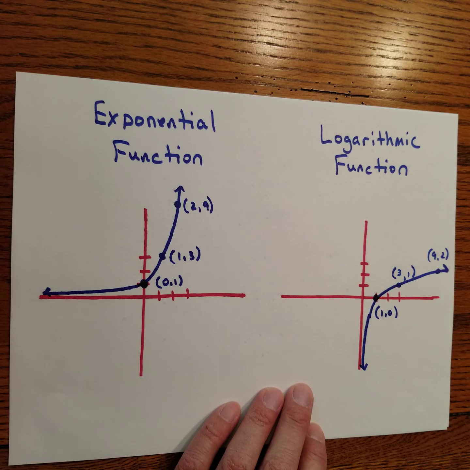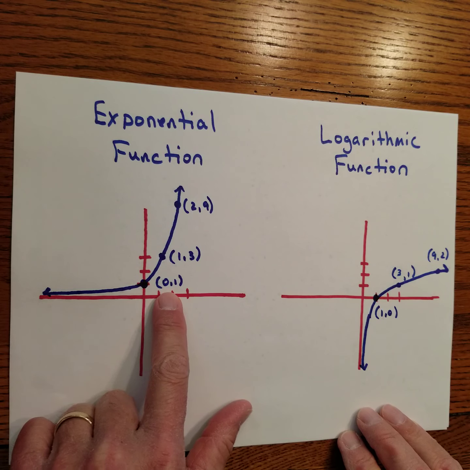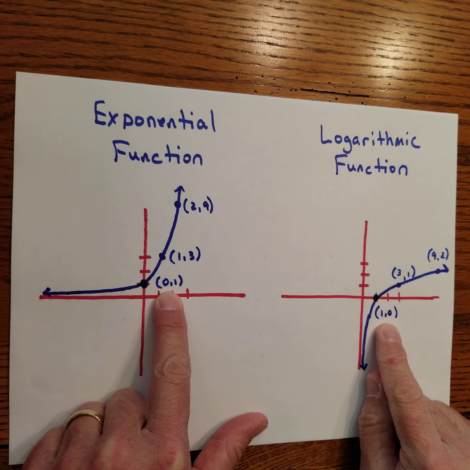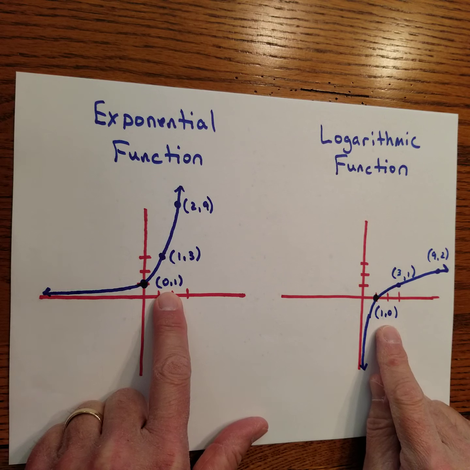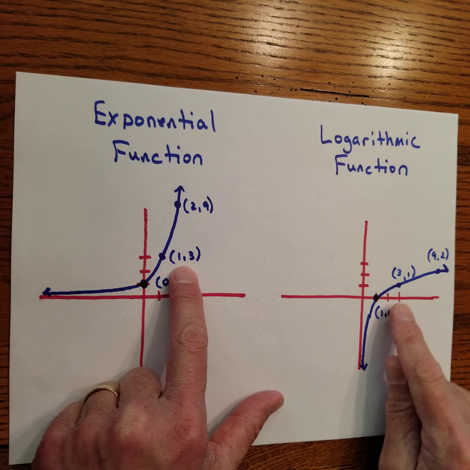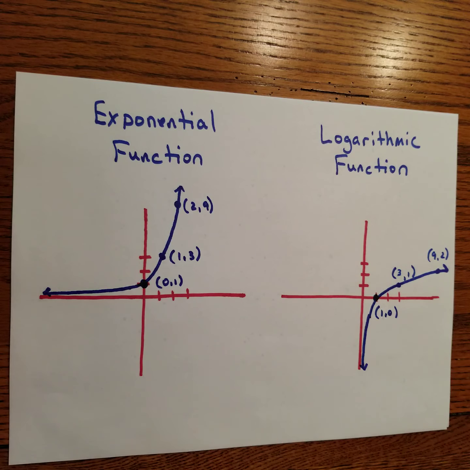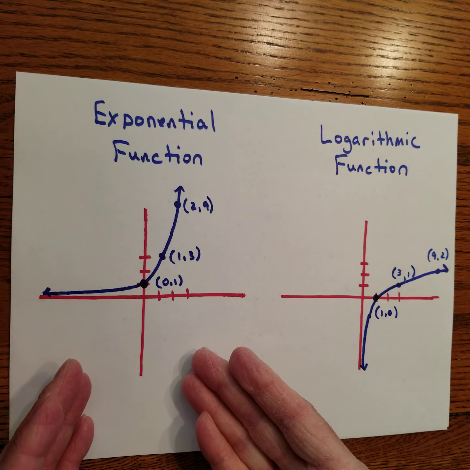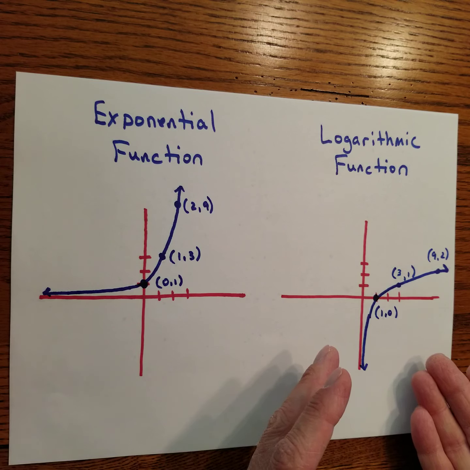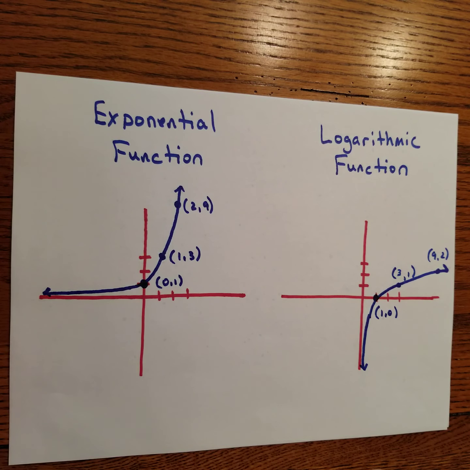The other similarity I see between these two functions is in the numbers. Look at the x and y here and the x and y here. 0, 1, 1, 0. Look here and here. 1, 3 and 3, 1. 2, 9 and 9, 2. See how the x's and y's here are the y's and x's here. That happens when functions are inverse functions of each other, which exponential functions and logarithmic functions are.